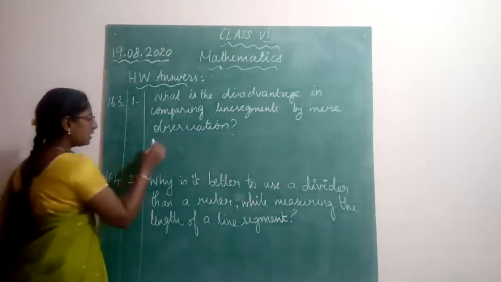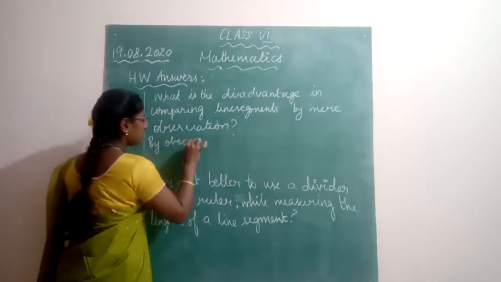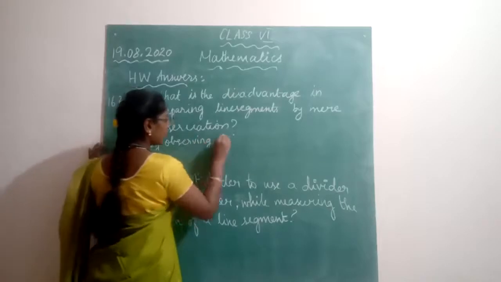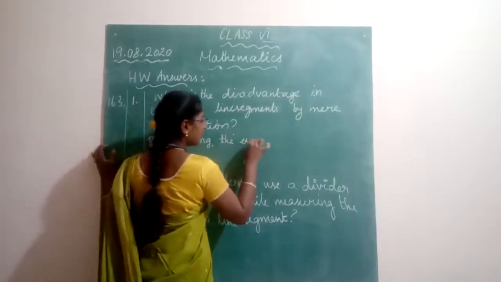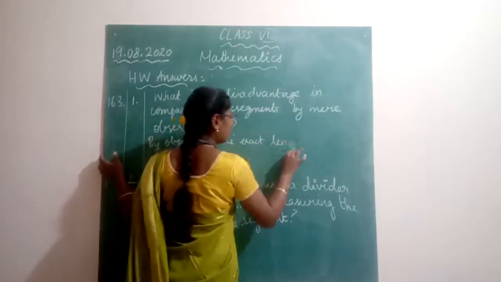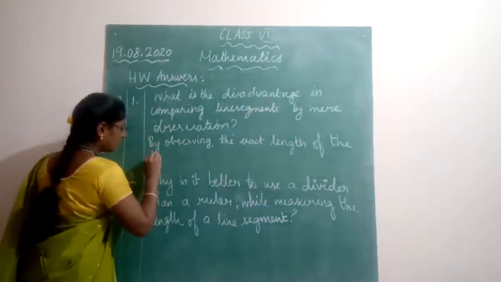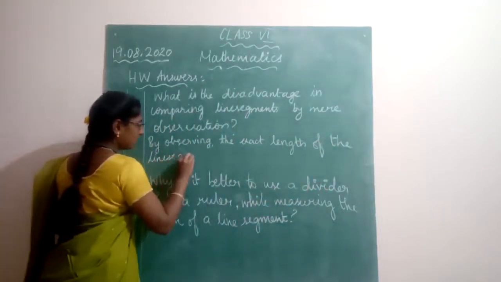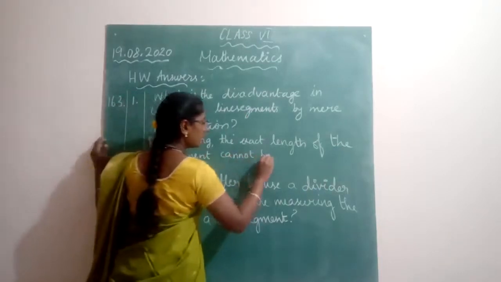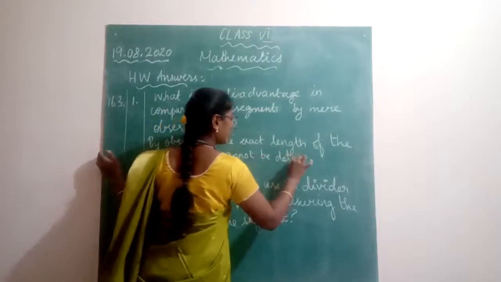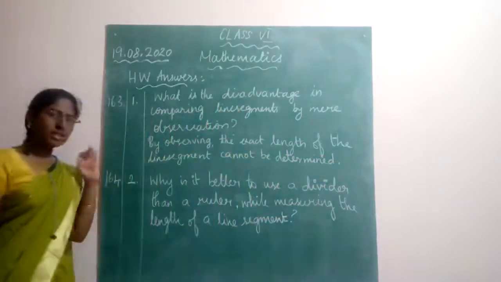Okay, so write, by observing, the exact length of the line segment cannot be determined. Okay, so this is the disadvantage.